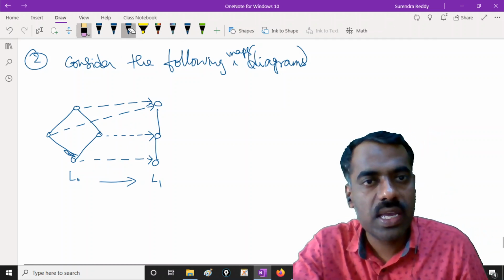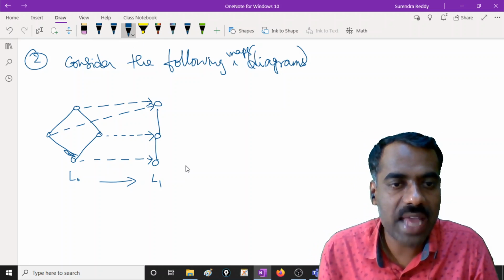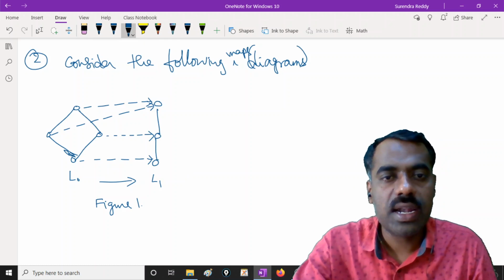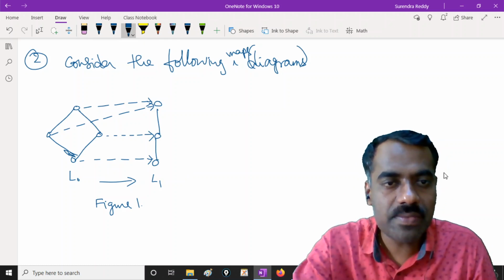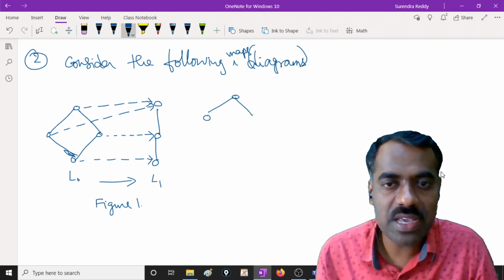First of all, is it clear what the meaning of this one is? This is your picture one, diagram one, right? Now I'll try to draw another diagram with the same L0 and L1, but this time the mapping is a little different.